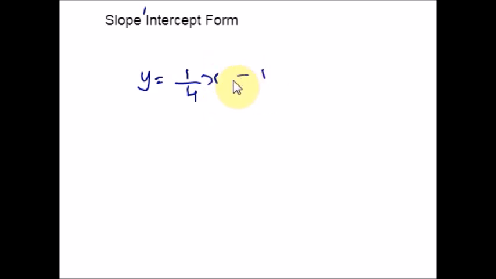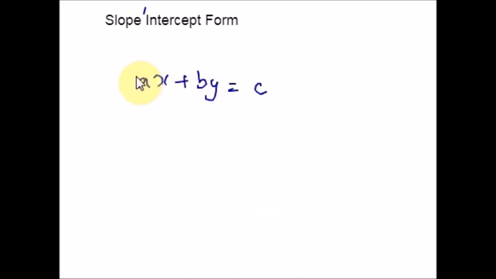So please be careful with the signs given in the equation. It is pretty straightforward to graph this line. The y-intercept here is -1, so it crosses 1 unit down from the origin. Am I right? And the slope is a positive 1 over 4. So it will go up 1 unit and over 4 units to the right.